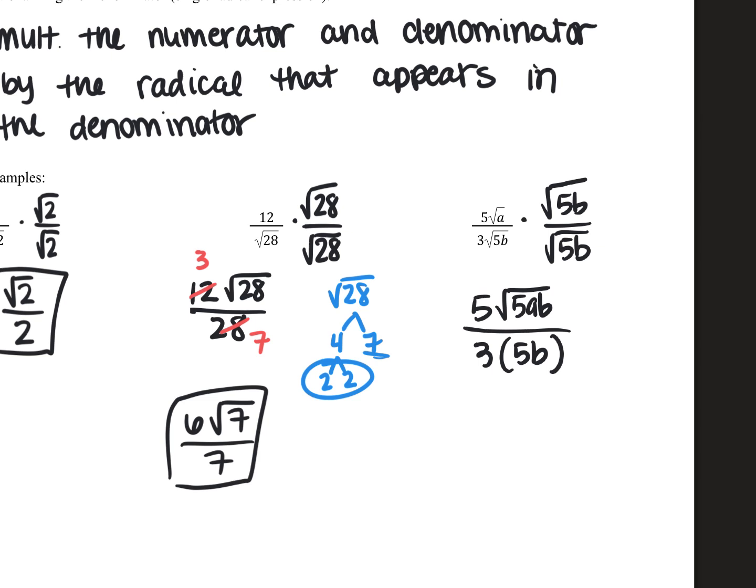When I go to simplify my numbers outside, I notice that there's a 5 in the numerator and a 5 in the denominator. Those simplify to just 1 because it's 5 divided by 5. And my radical, 5 is a prime number, so it doesn't simplify. I only have one a and one b, so there aren't enough to bring anything outside. So my numerator just becomes radical 5ab, and my denominator is just 3b now.